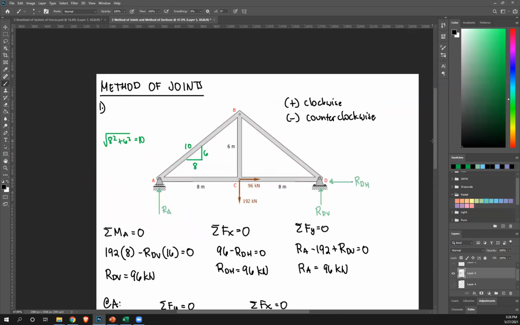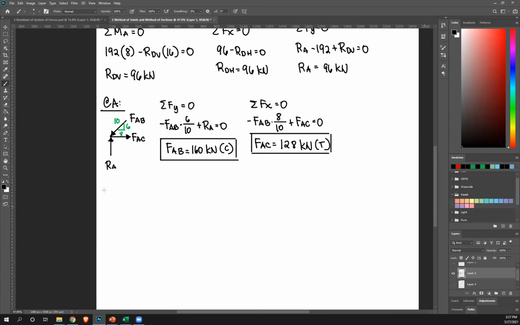Now, you have to choose which point next. Recall, we have a rule that there's only 2 unknowns per joint. So you can either use B or C, because FAB is done, FAC is done. If I choose C, only 2 unknowns, right? If I choose B, also only 2 unknowns. So up to you, which one you prefer. You can start with either. Let's try B. So at B.